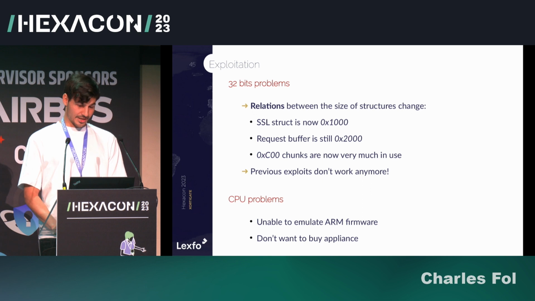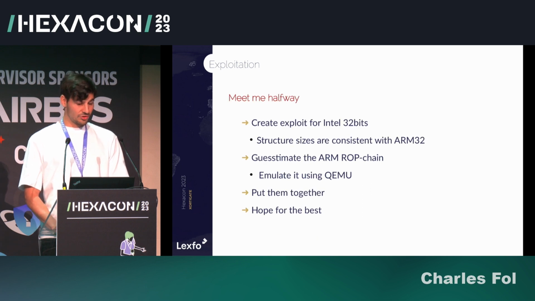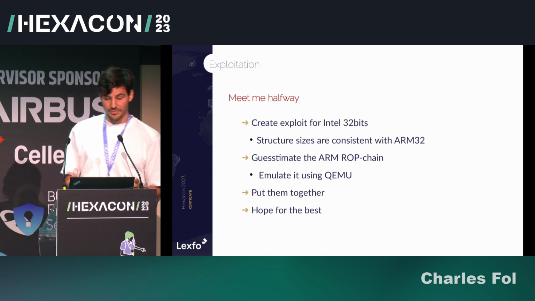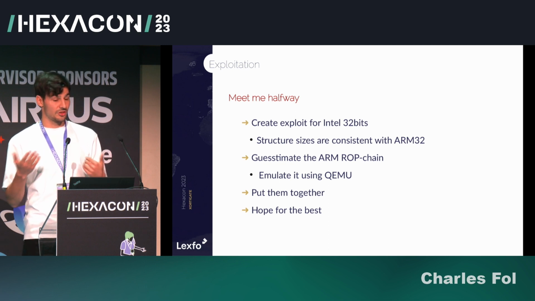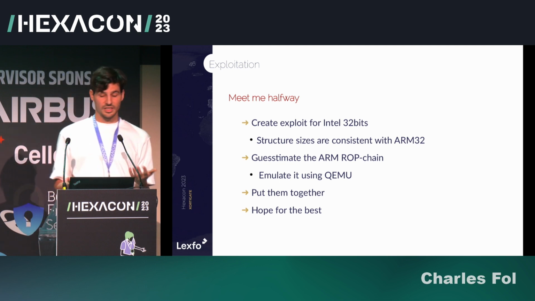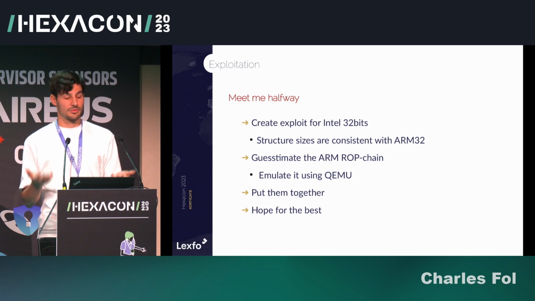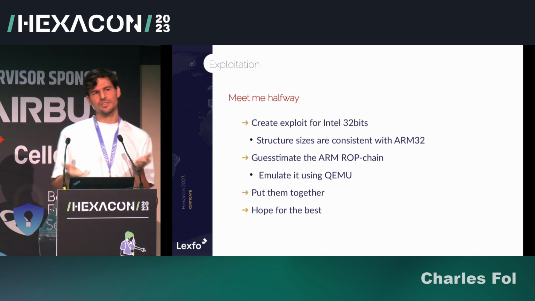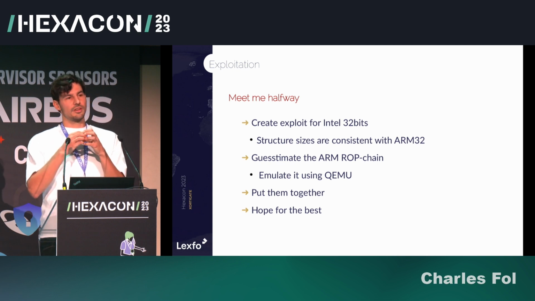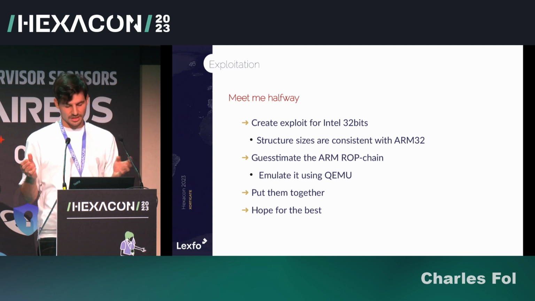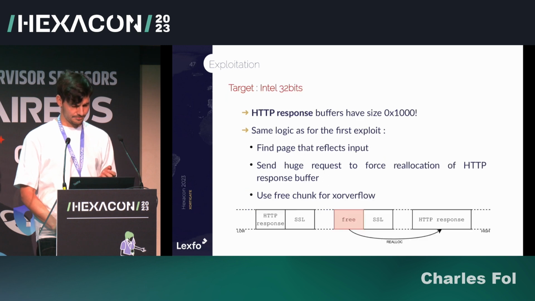So, yeah. I tried a meet-me-halfway approach where I create an exploit for Intel 32 bits, where the structure size is actually consistent with ARM32. And then I guesstimate the ARM ROP chain, emulate it through QEMU. Then I put the 2 together, and I hope for the best, and we'll see if it works, right?